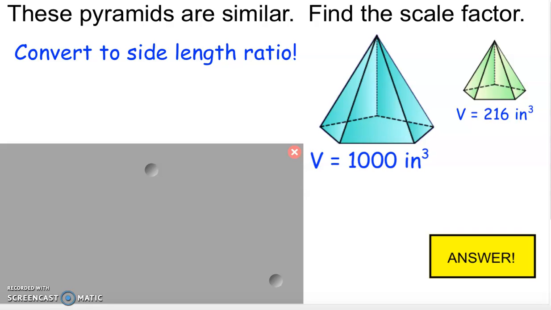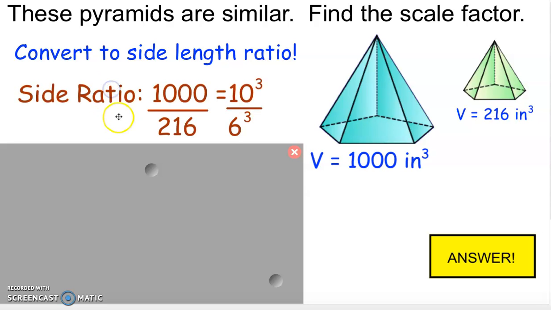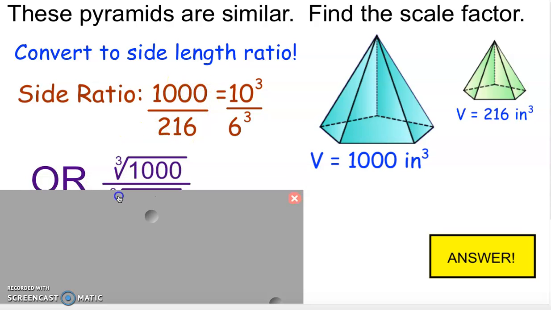So I have two ways I can do it, okay? I can convert these numbers to cubic numbers, okay? So 1,000 is 10 cubed and 216 is 6 cubed, okay? But you might not know that. I happen to know it, but you might not know that. So you can actually use your calculator to figure this out.